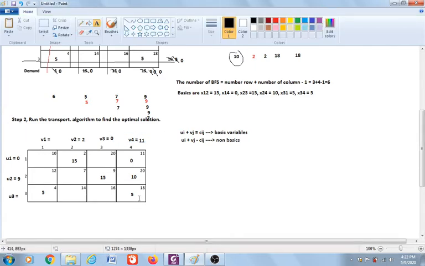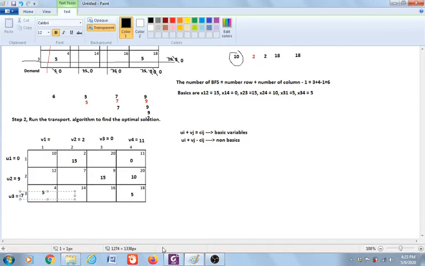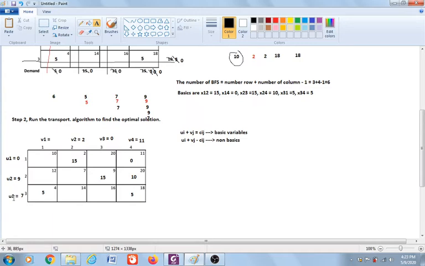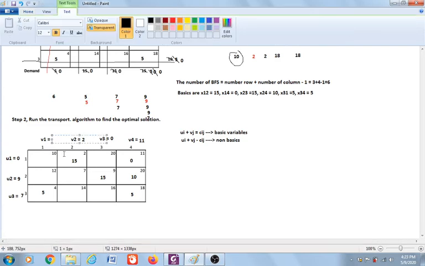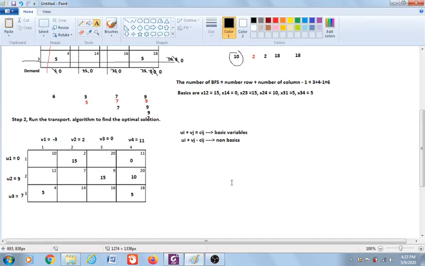And then the next basis, so 5. I do not know v1, so I cannot find u3 from there, but I know v4, so I can find u3. So 11 plus what equals 18, and that equals 7. Okay, I know u3, then I can have v1. So 7 plus what equals 4, and that is minus 3. Okay, so we are done for the basic variables.